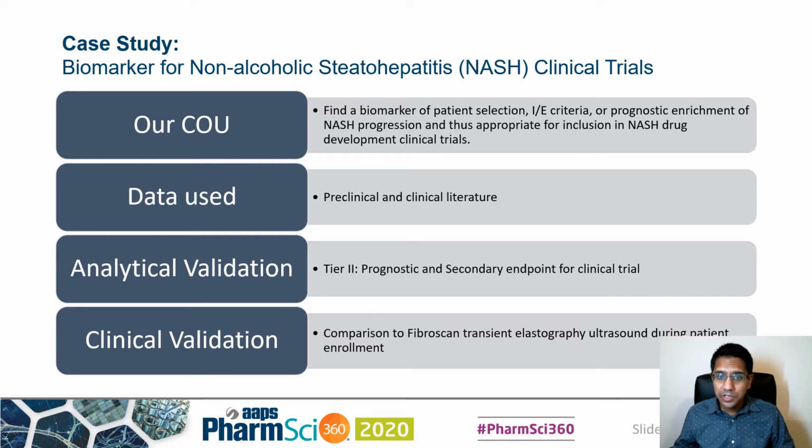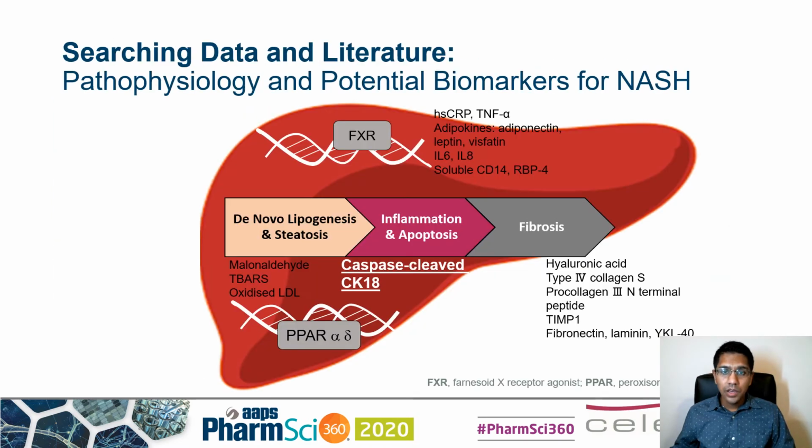We then measured the biomarkers and did a validation of the biomarker assay and compared the biomarkers to clinical endpoints. In our case study, the endpoint was a comparison to the FibroScan transient elastography ultrasound during patient enrollment. So we searched literature and identified the biological pathways in NASH to identify biomarkers. Shown here is the pathogenesis and possible biomarkers for each stage of NASH involving steatohepatitis, inflammation, cell death, and finally fibrosis of the liver.